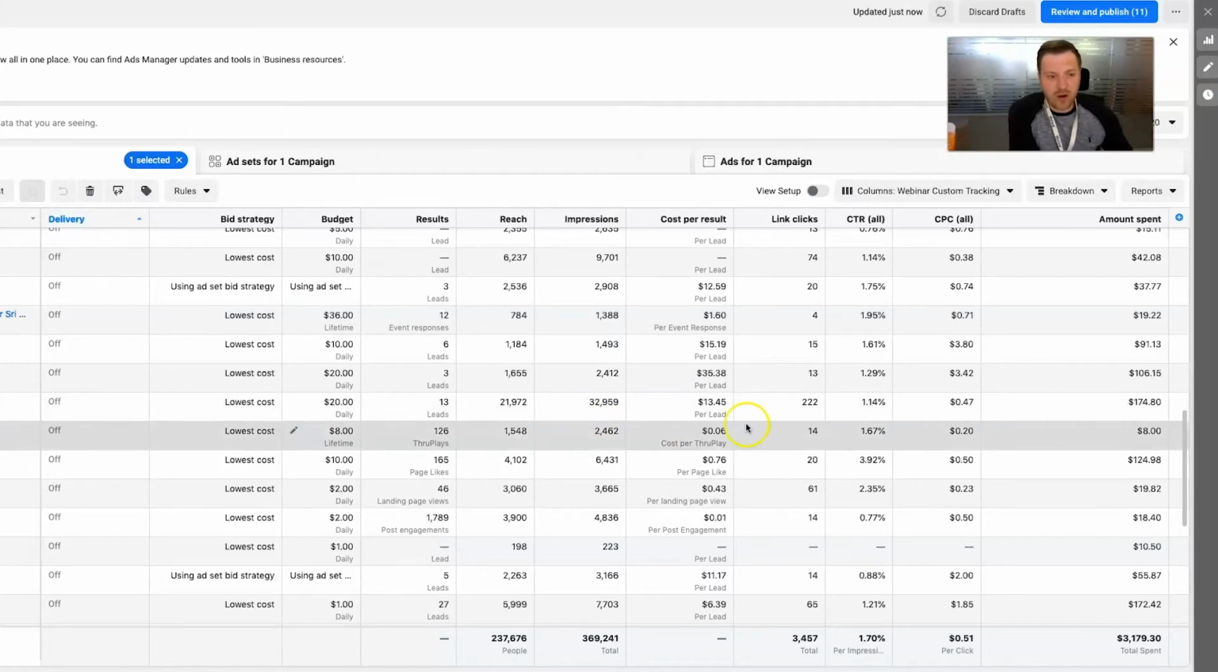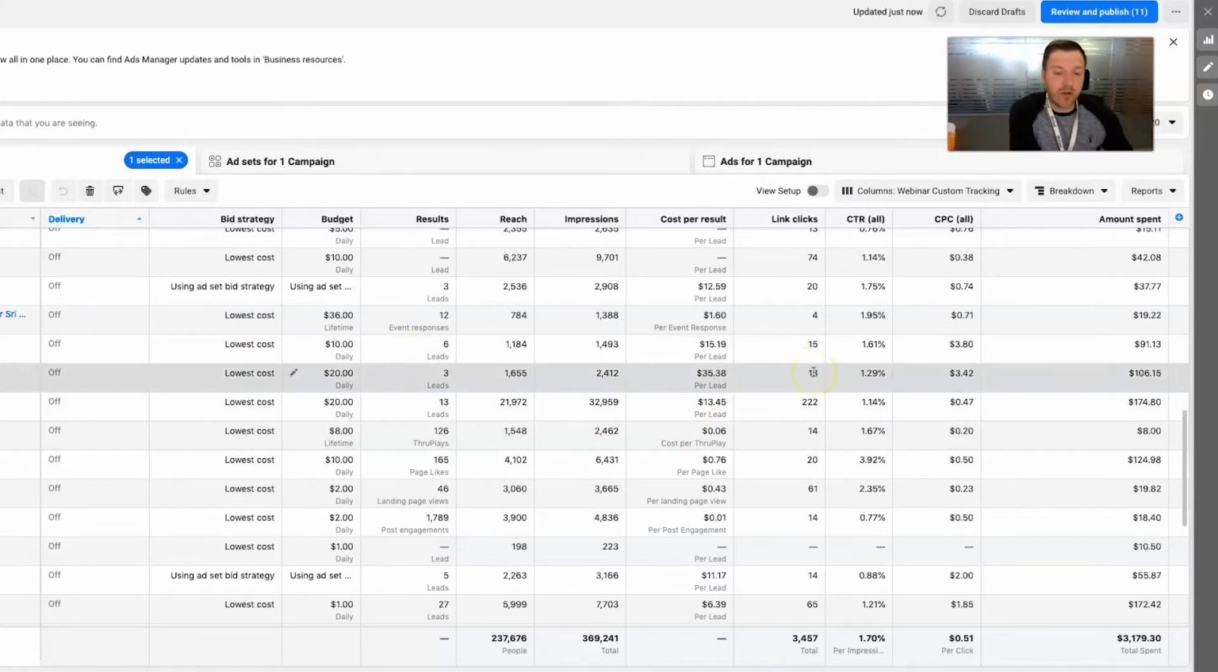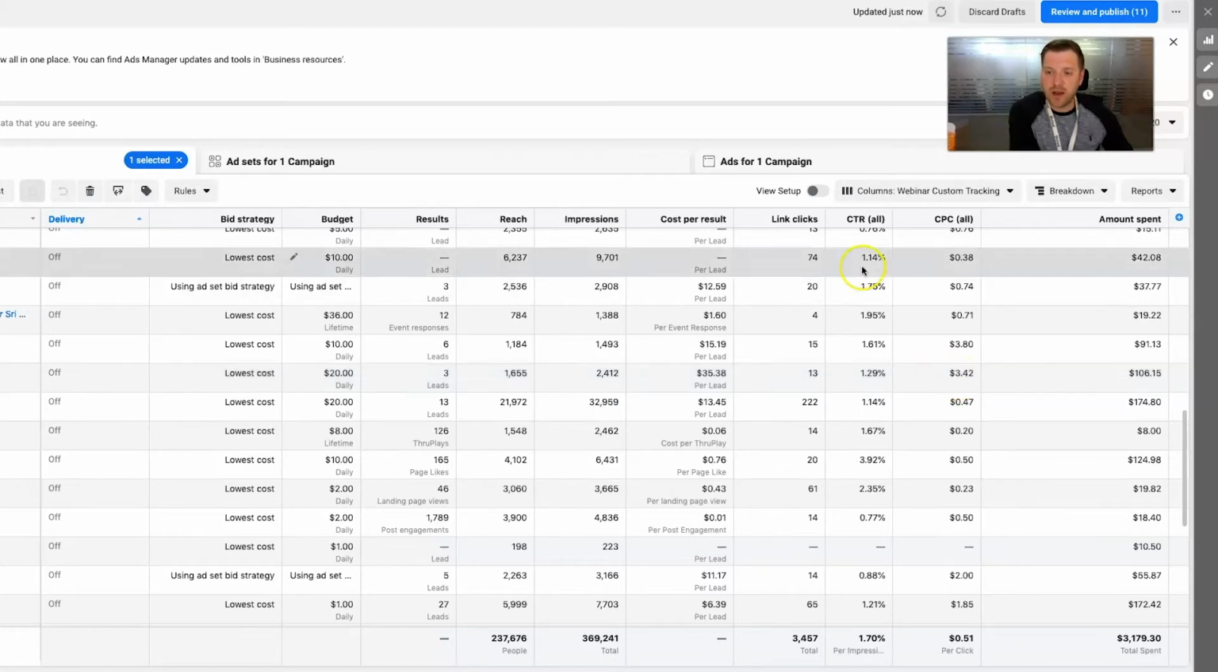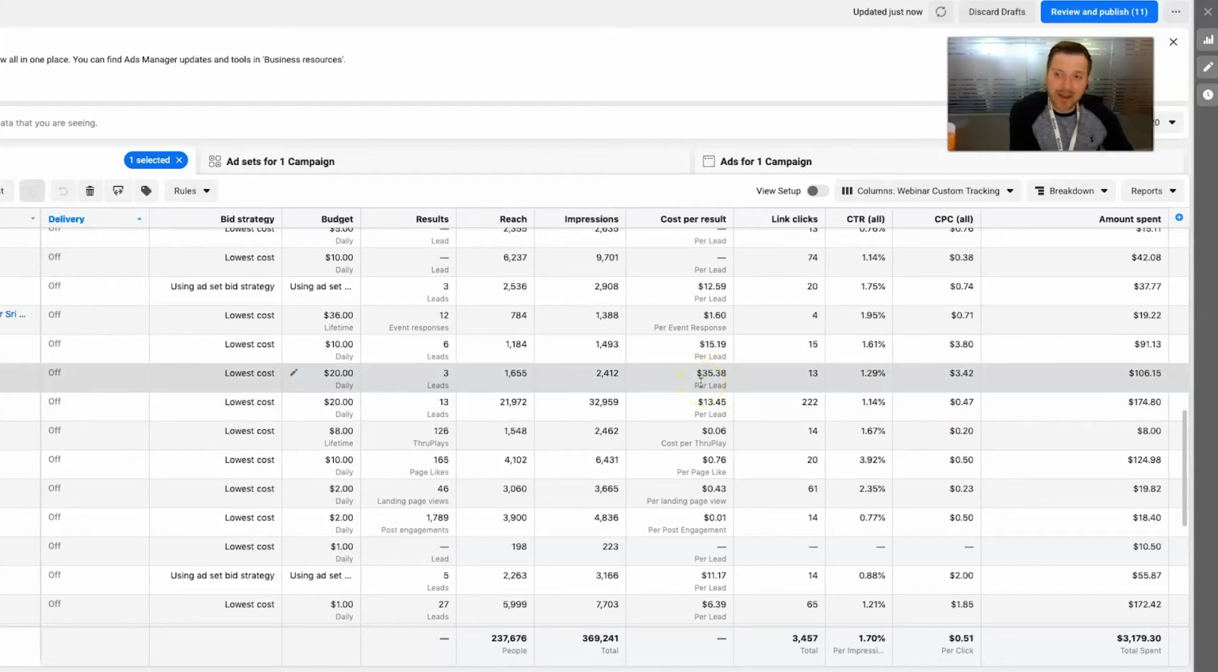So this client contacted us, actually a fellow person in this group, because we were trying to reduce the cost per lead for a webinar. You can see that initially here, they'd spent $106 on one campaign at $20 daily. The cost per click is quite high. It's extraordinarily high, to be honest, at $3.42. Click-through rate is kind of low, not many clicks. Cost per lead is high, but then high compared to what?